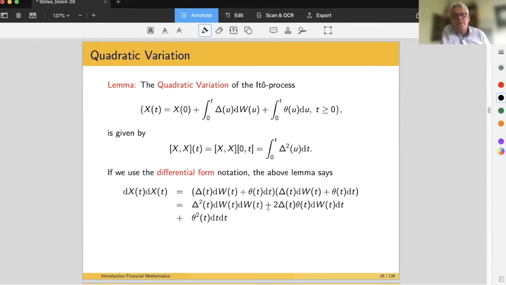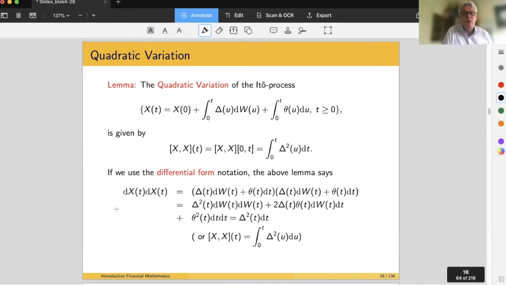Then the cross term, 2 times delta_t theta_t dW_t dt. So we see this cross variation popping up. And the last two terms make delta_t squared... theta_t squared (dt)(dt). And we know what to do with this. So we have our ways to deal with the term (dW_t)^2. We know that dW_t dt is equal to 0, in fact, and the same holds true for dt dt.